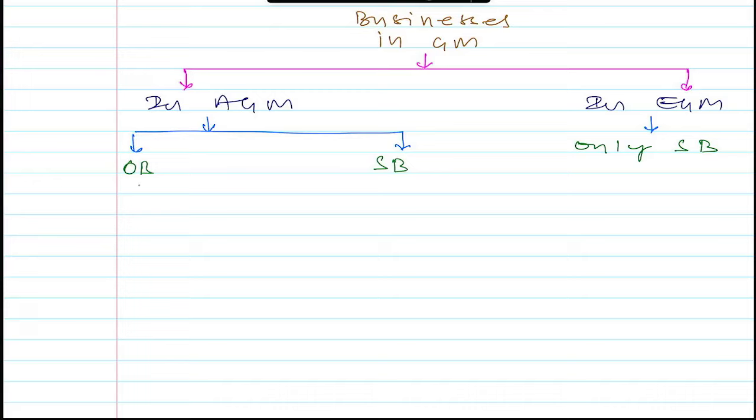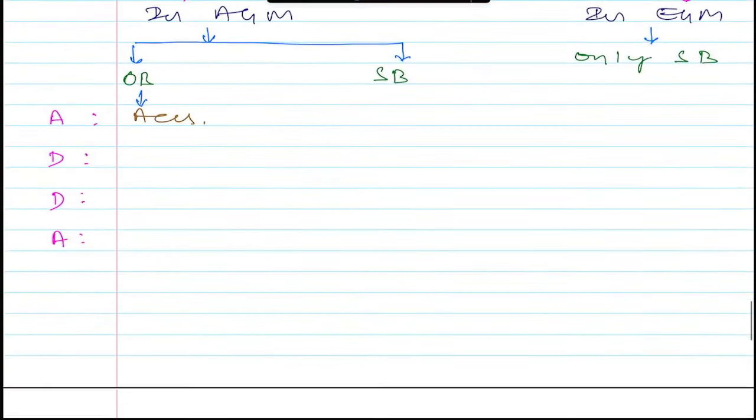How many ordinary businesses are there? Four ordinary businesses are there: A, D, D, A. A for accounts, approval of annual accounts. D for declaration of dividend. D for director's appointment. A for auditor's appointment. Over.